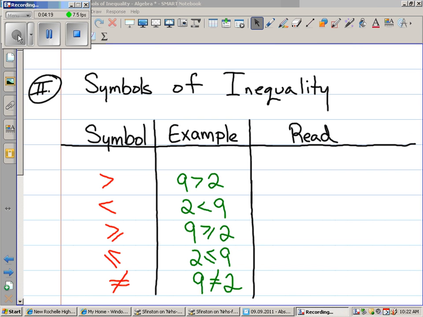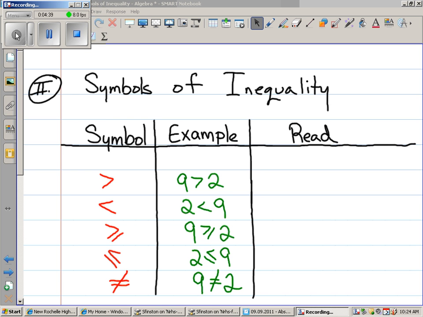It's a little sneaky. So the second part of our lesson is we have to talk about symbols of inequality. And this is going to deal also with word problems, translating word problems into math and also translating math back into word problems. So take down this chart, and then we're going to go over how to read through each one and write it down.